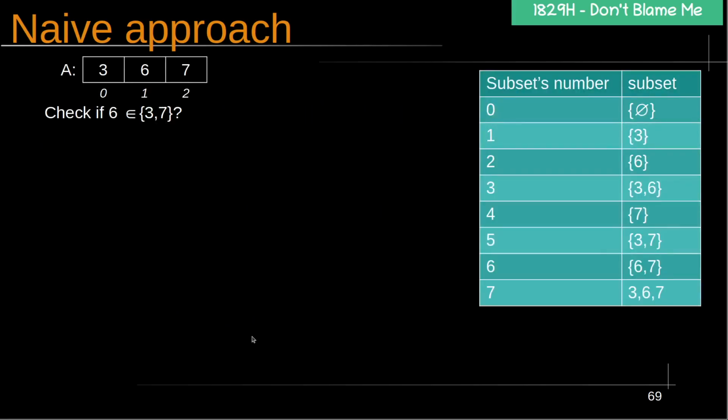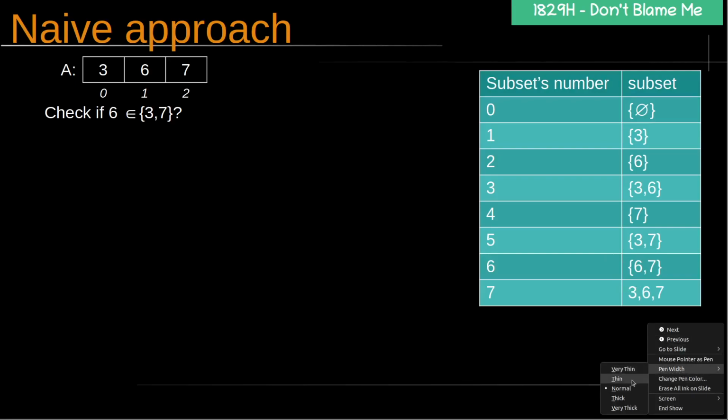A second quick example. We have this array, of course. Suppose that we want to check if 6 is in the subsequence 3 and 7 or not. Here are all the subsets from the elements 3, 6, 7. We have the empty set, of course. Number 1 is 3, number 2 is 6, number 3 is 3, 6, number 4 is 7, number 5 is 3, 7, number 6 is 6, 7, and number 7 is the subset 3, 6, 7.